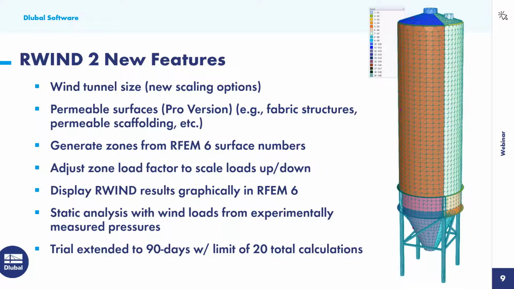And finally, the RWIND trial has now been extended to 90 days. So this lines up well with our RFEM trial version that is also 90 days. Both programs will be full capability over this duration. Should be known though that with RWIND, we have a limit of 20 calculations. So if you are exceeding that or getting close to that, you might consider buying the full license at that point.